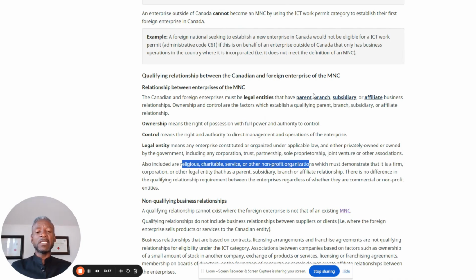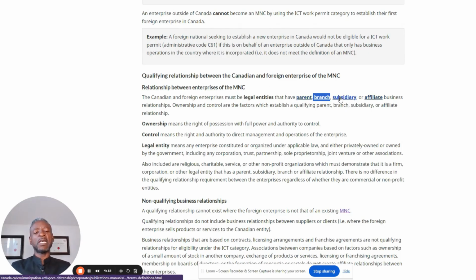And this legal entity must have a parent or a branch or a subsidiary or an affiliate in different countries. So a corporation that has an operation inside Canada, that operation may be the parent company inside Canada, and then they may have set up a branch in the US, and they may also have a branch in India, or they may have a subsidiary or an affiliate in another country. It doesn't matter which of these it is. The important thing is that these must all be related.